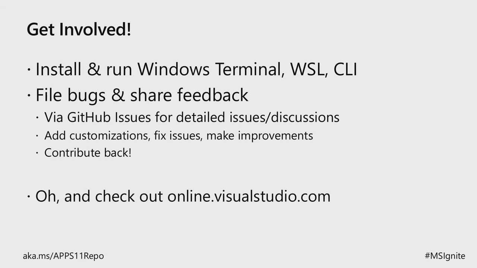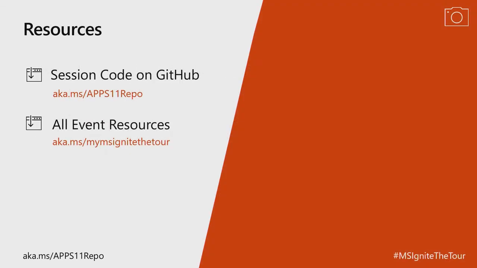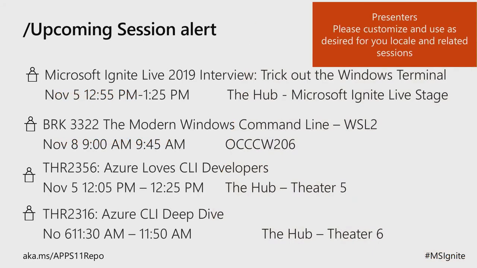So get involved there, install and run the Windows Terminal, WSL, CLI. There's some session code on GitHub. That's the photo slide if anybody wants it. It's the APPS11 repo. And my JSON file for terminal and stuff is out there as well, and some command stuff.